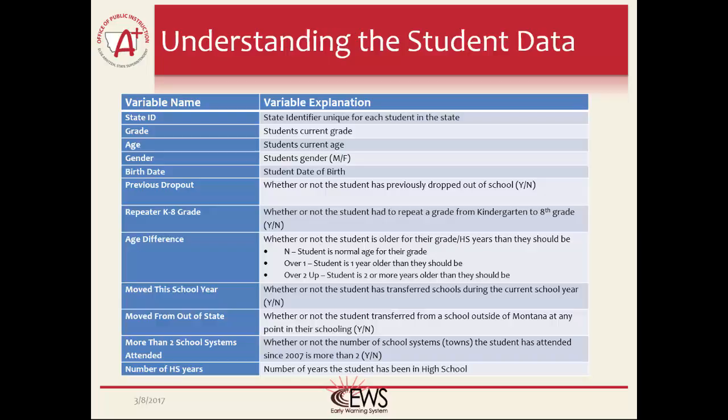That depends on if the student has attended schools in more than 2 school systems. School systems are usually towns. It does not count if the student moves from one school to another in the same district or system. The last variable only applies to high school students and is the number of years the student has been in high school. This number is used to determine which EWS model the student should be placed in.